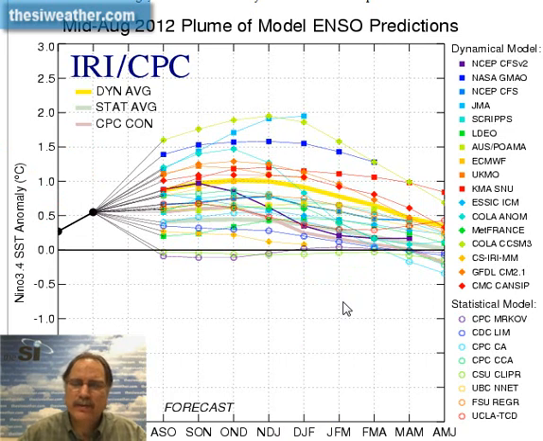models. Now this could change, but for right now it looks like, if you believe these models, and there's a whole range of models that give us a high confidence in this, looks like we will continue to evolve into an El Nino, and that'll be a weak to moderate El Nino by the time the winter approaches.